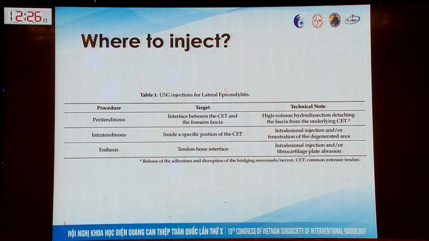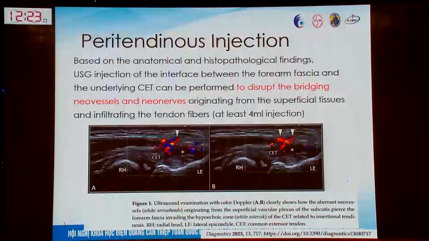And the third one is enthesis technique. So, peritendinous technique: one of the pathologies of enthesitis is neovessels and neonerves. So our target is to disrupt these vessels and nerves, from the superficial to the deep portion of the tendon. We have to disrupt this layer. So this is the aim of the peritendinous injection.